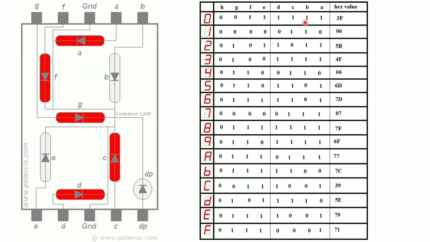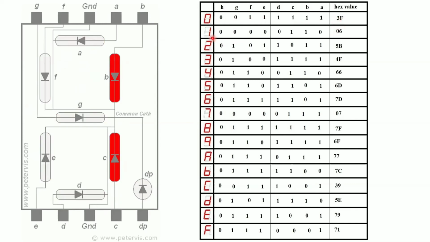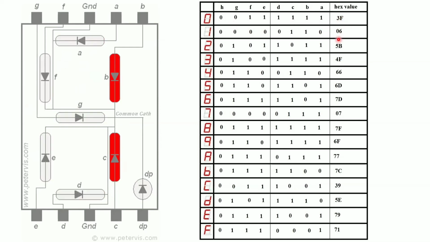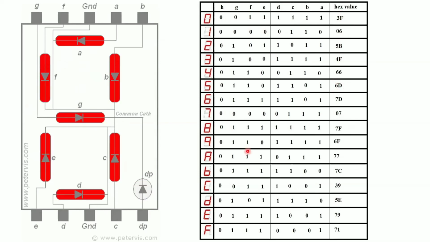If you convert that into a hexadecimal number, what is the value? 3F. And for 1, I will turn on only B and C, so that I get only 1, and the remaining LEDs get turned off. What is the value? 06. That means for each and every digit, I will use some hexadecimal number. Now, all this is nothing but your permanent numbers.